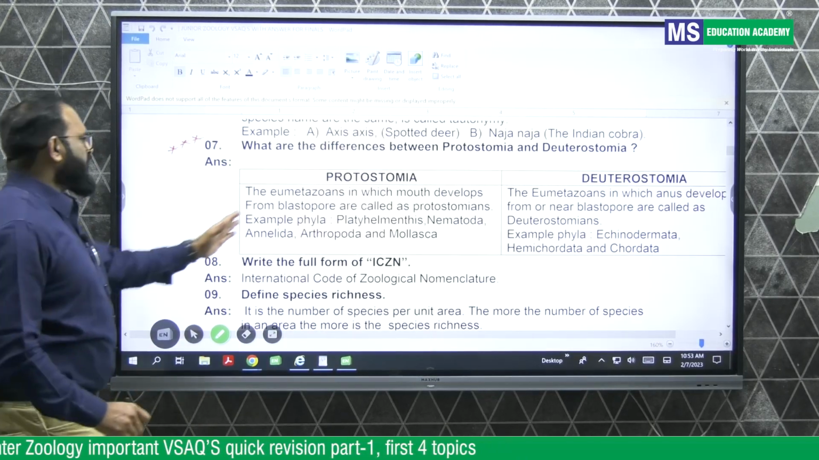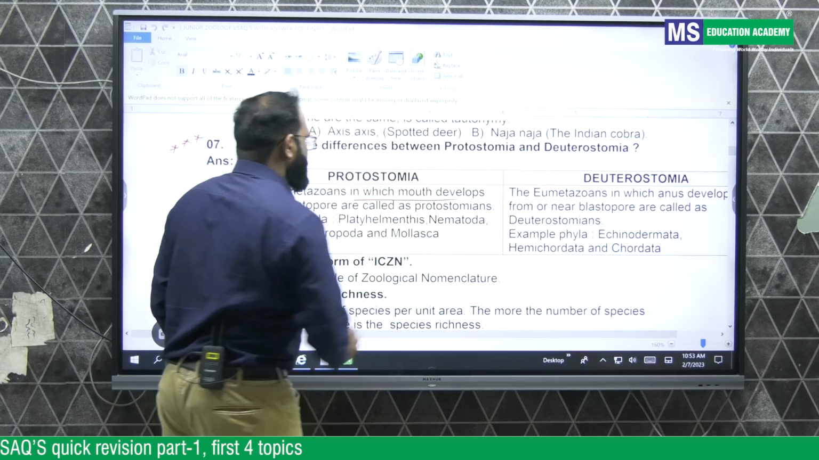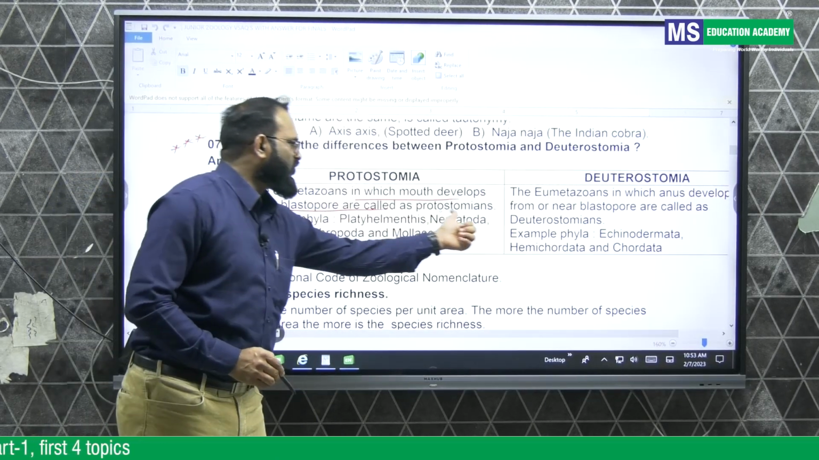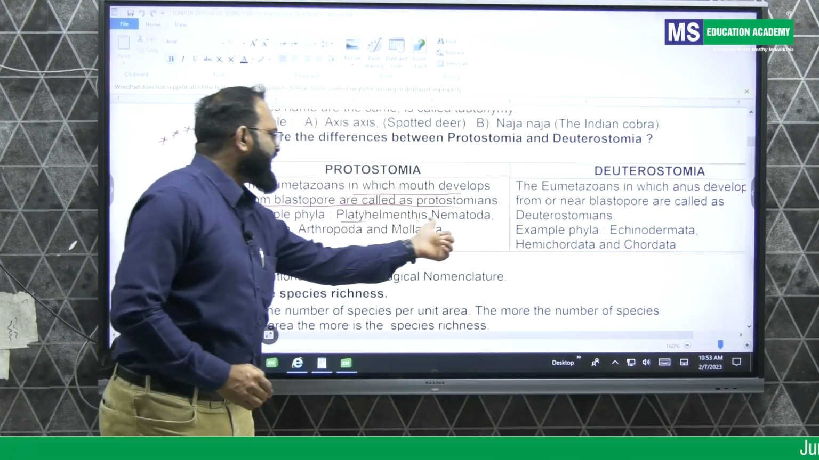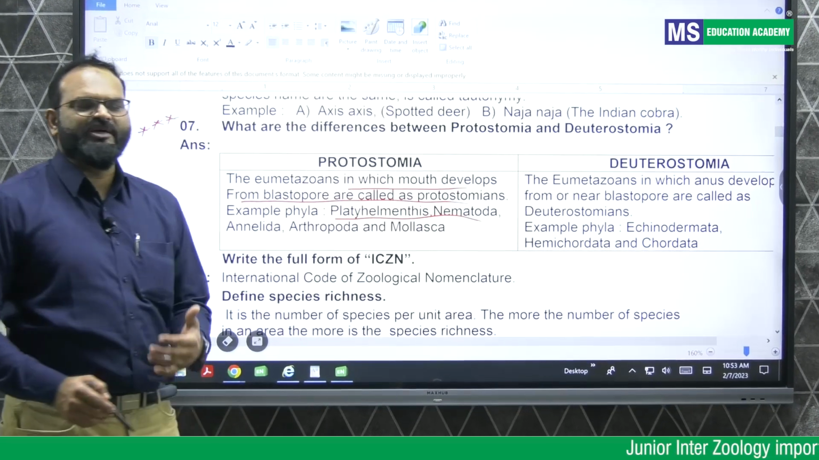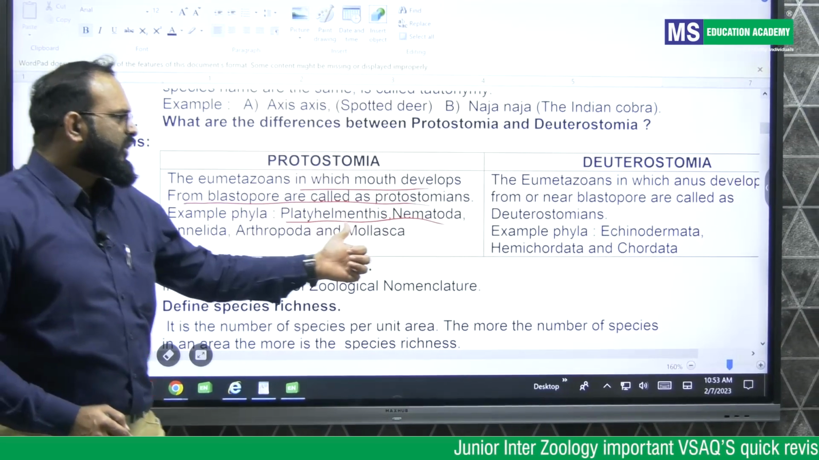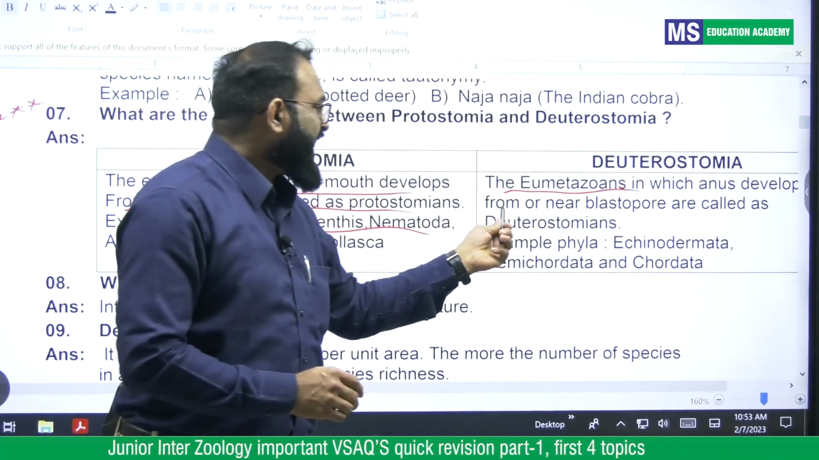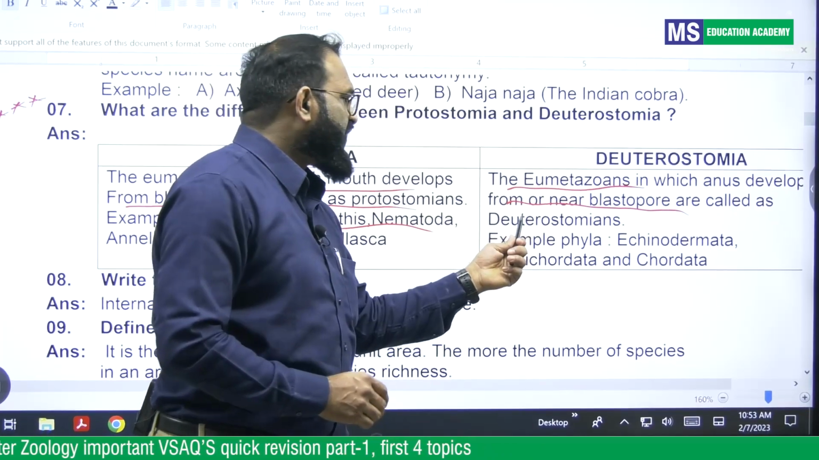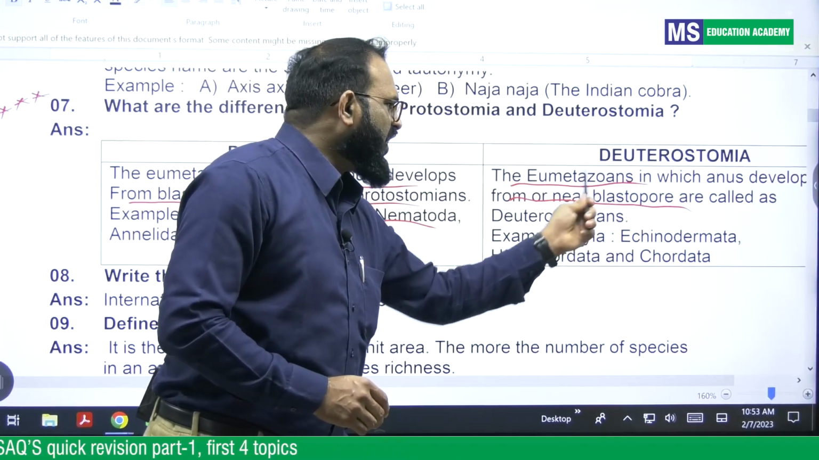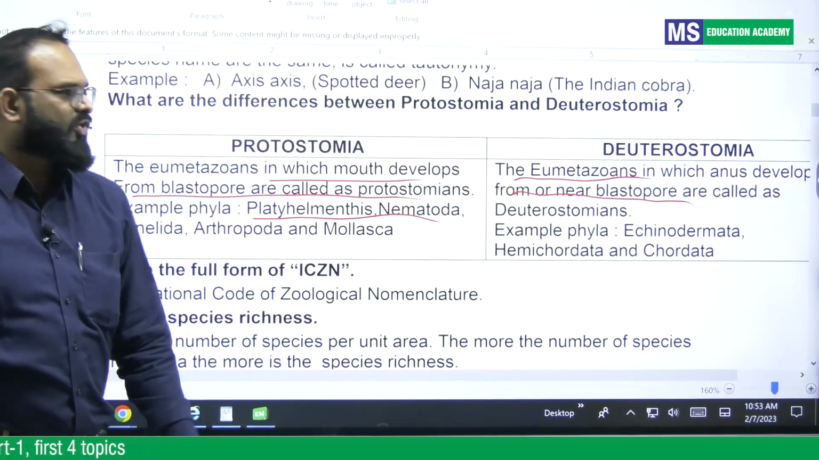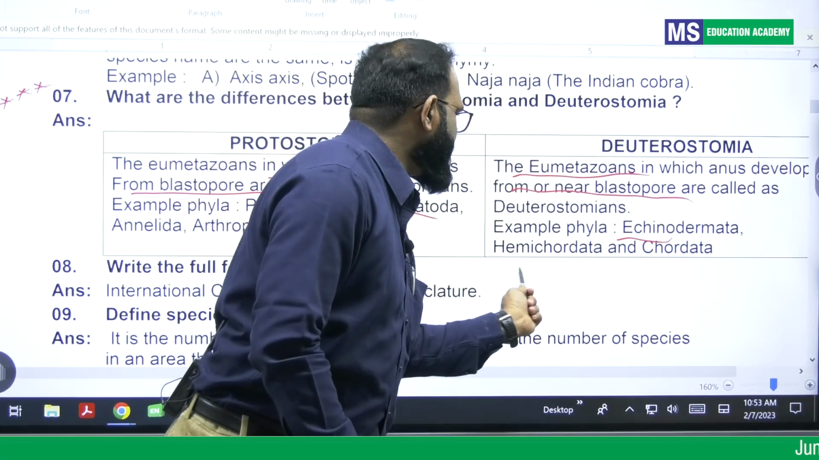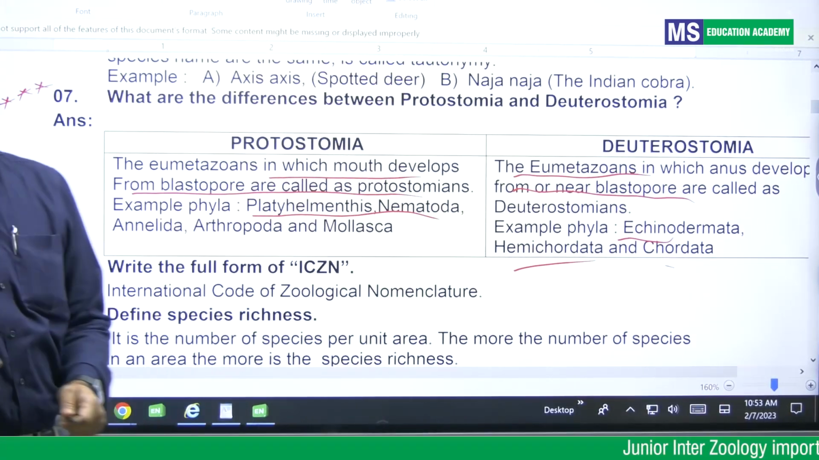Protostomia, the eumetazoans in which mouth develops from blastopore. Example, Platyhelminthes, Nematoda. At least 2 to 3 examples you have to see. Deuterostomia, the eumetazoans in which anus develops from blastopore or near the blastopore are called deuterostomes. Example, Echinodermata, Hemichordata, Chordata.